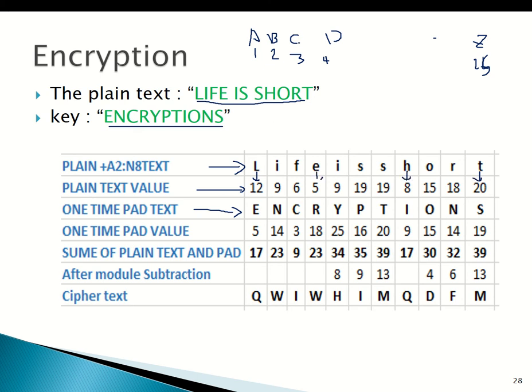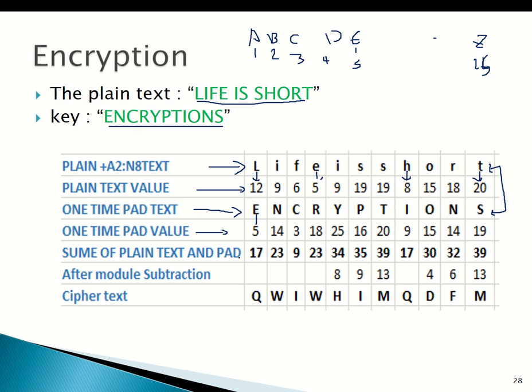You say A, B, C, D, E. So E comes as number 5, and then we put the key. The key we put the same way. It has to be the same length as the text itself, and then in the row below the key we put the order of the letters in the key. So E is 5 as we said, N is 14, and so on.